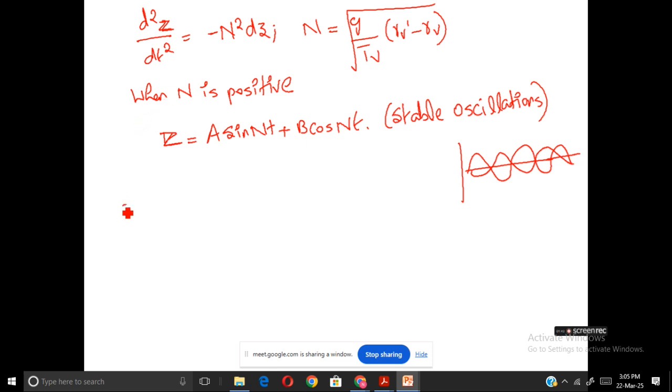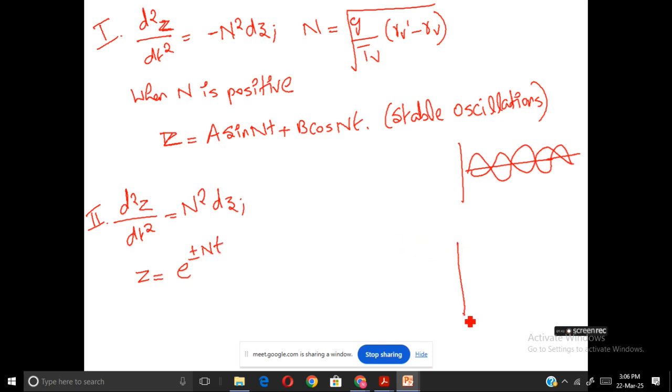Now the second case was when n was negative. So if n is negative, the above equation becomes d square z by dt square is equal to n square dz. So this is the first case, this is the second case. In this case, the solution will be z is equal to a raised to plus or minus n into t, which means if the parcel is displaced, it will keep on moving in that direction, with an exponential kind of increase in displacement. So that's what this says.